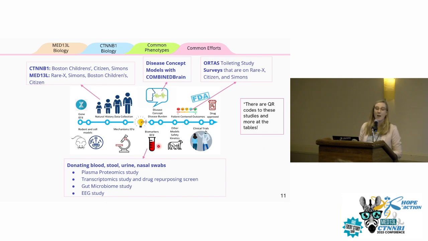And then also biomarkers. We're working together to find biomarkers. The plasma proteomics study, which Anna is about to talk about, is how we analyzed our different blood samples all together and did this cross-disorder plasma proteomics. Our transcriptomics study with Unravel, our drug repurposing screen, a gut microbiome study collecting feces, also EEG studies, which are happening upstairs. So all of these efforts, basically everything from identifying the gene all the way out to getting drugs approved, we can work together and collaborate and compare our data.